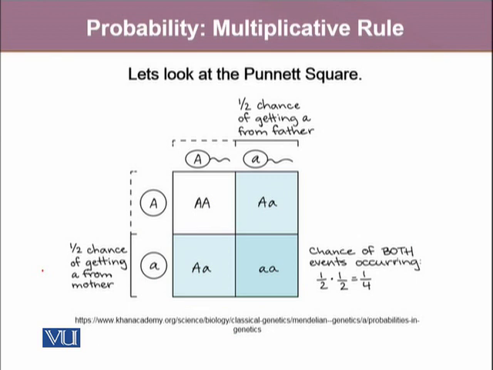Let's look at this Punnett square. From here, we can see that there are 4 different possibilities that are the outcome of this cross. Over here, there is a half chance for a mother to give small a, and there is also a half chance of getting small a from the father. And if we look at all these 4 squares, there's only one event that could possibly occur with aa characteristics, so the chance of the occurrence of both events is 1 by 4.